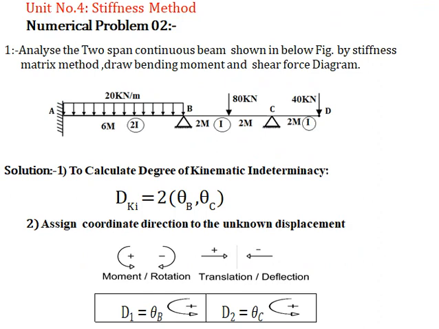So far, we have gone through the problem statement. Let us quickly revise the steps which were covered in the previous lecture. In this problem, we calculated the kinematic indeterminacy: theta b at point B and theta c at the second point. Also, we assigned the direction to these unknowns, anticlockwise as positive, and we call them d1 equal to theta b and d2 equal to theta c.